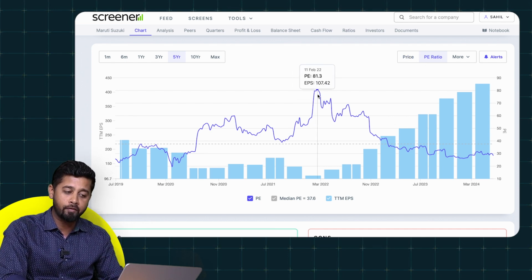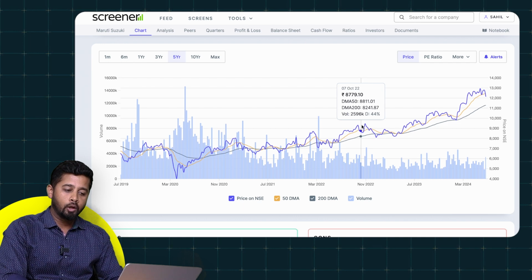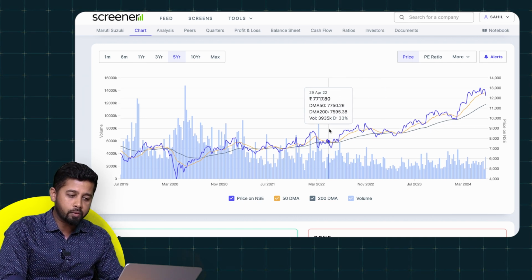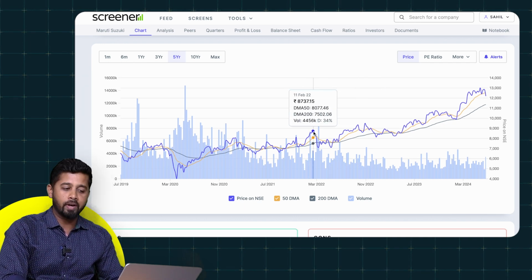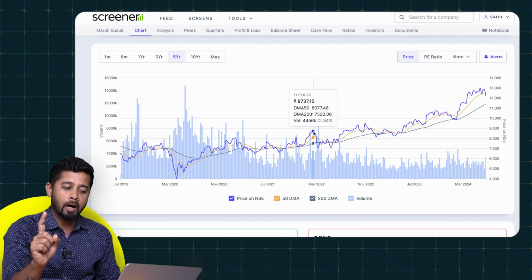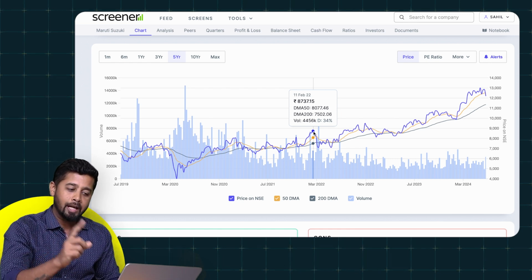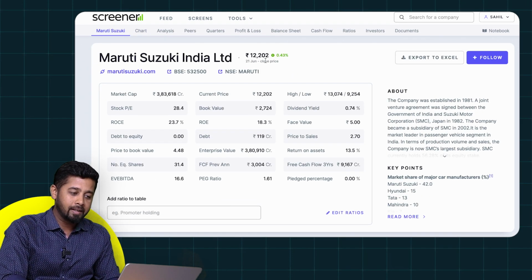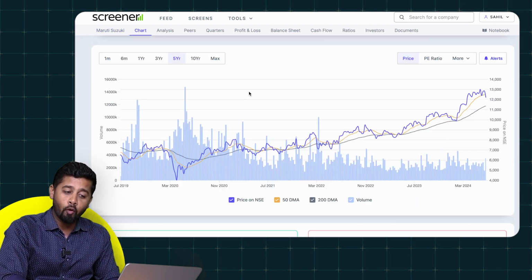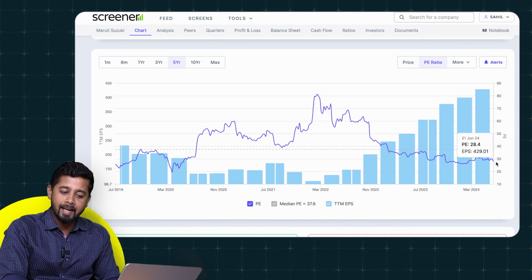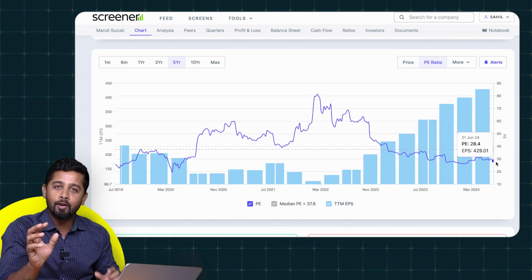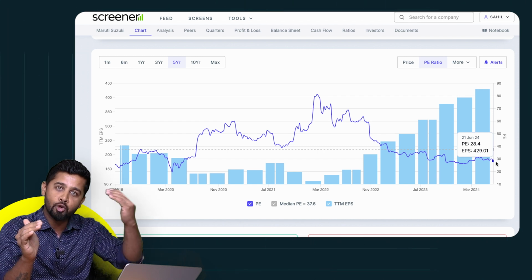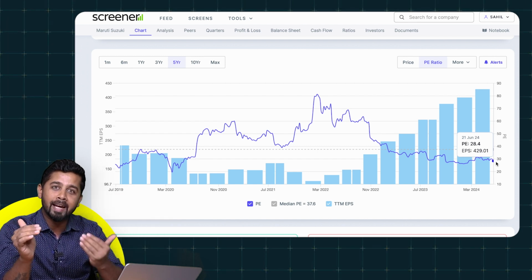So date is 11 February 2022. Look at what happened. 11 February 2022 is somewhere here. So on 11 February, Maruti was at 8,700. From there, today it is at 12,800, 12,200. And what happened to PE ratio? It has now fallen to 28. Now just imagine your share price has zoomed 50%, but PE ratio has fallen significantly from 81 to 28.